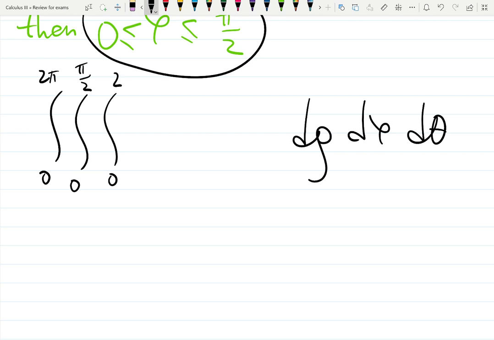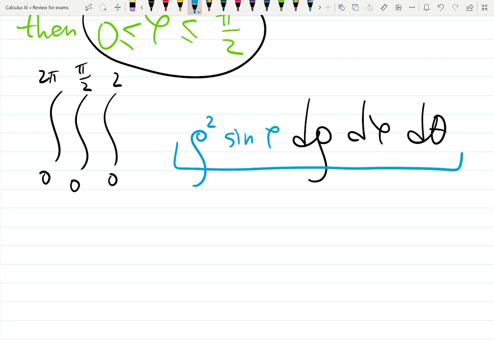Now the last part is to figure out what's inside. The formula says there is always something inside. Who remembers what it is? Rho squared sine phi. Rho squared sine phi is part of the formula. It's your tail. That is what dz dy dx is converted to. It's like a huge tail at the end. You have to memorize it.